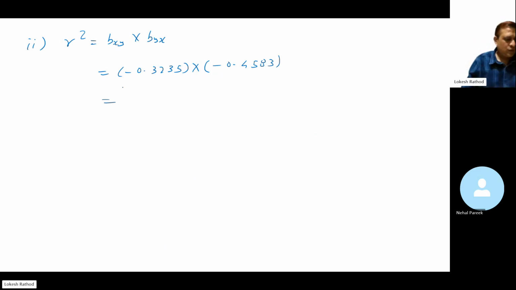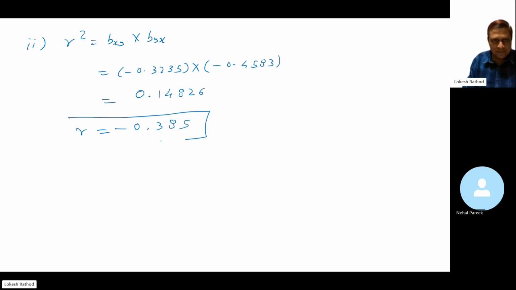0.14826. No, 826. 14826. Okay. So root r is equal to 0.385. Plus or minus? It'll be minus. Correct, because bxy, byx and r are the same sign.